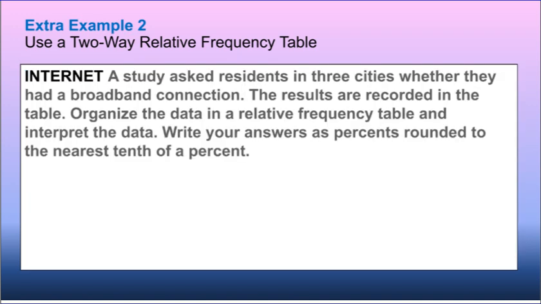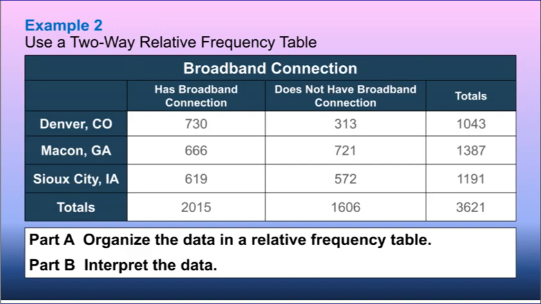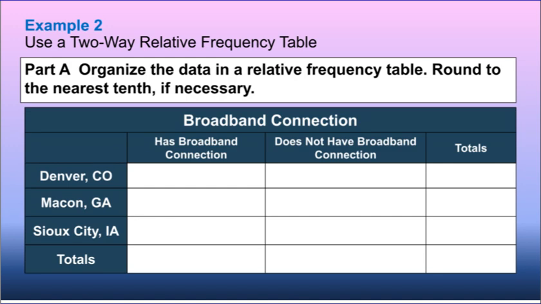So moving on to our second example here. A study asked residents in the 3 cities whether they had a broadband connection. The results are recorded in the table. Organize the data in a relative frequency table and interpret the data. Write your answers as percents rounded to the nearest 10th of a percent. So the same thing as what we just did. Here we have our table, all created. Now we're going to find the relative frequency of that. So I'm going to write that on the next slide here.